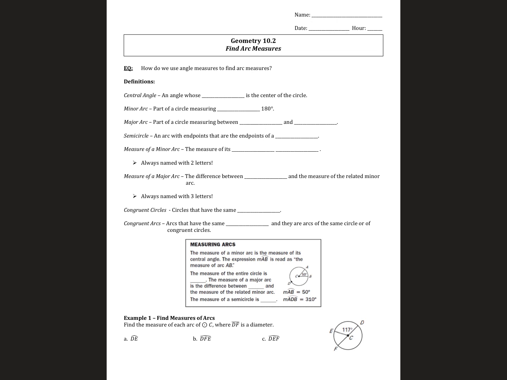We're continuing with Chapter 10 in Geometry. We're talking about circles in this chapter. And this section is 10.2, which is arc measures. Our essential question is how do we use angle measures to find arc measures?